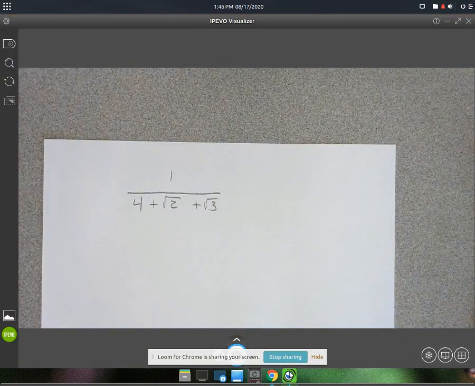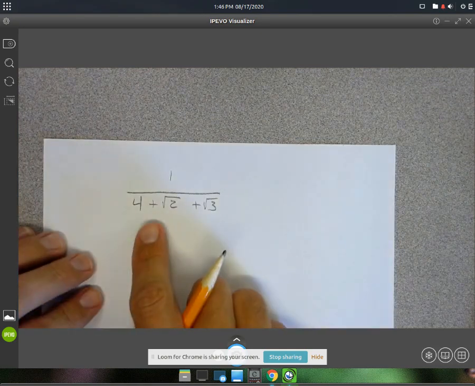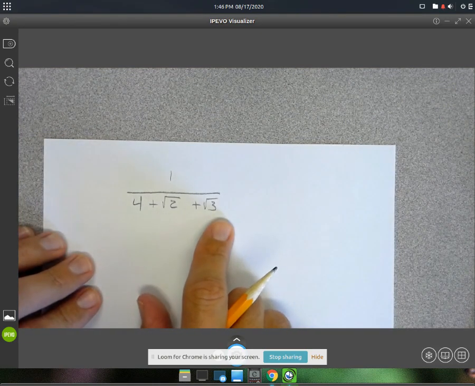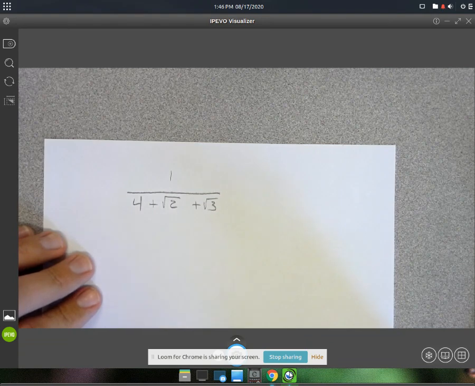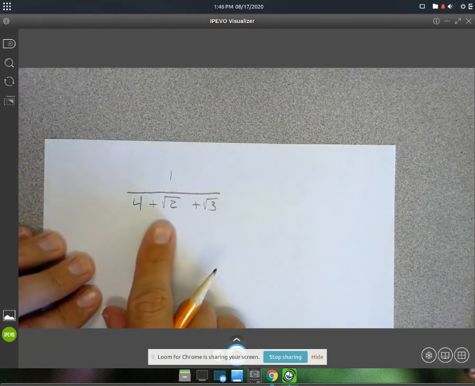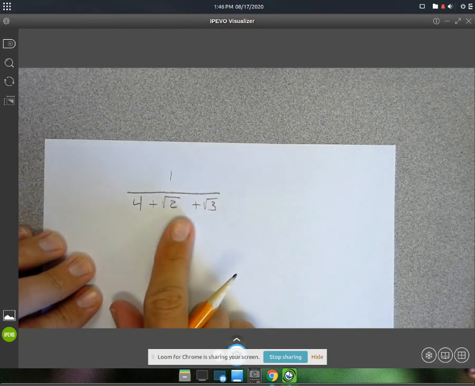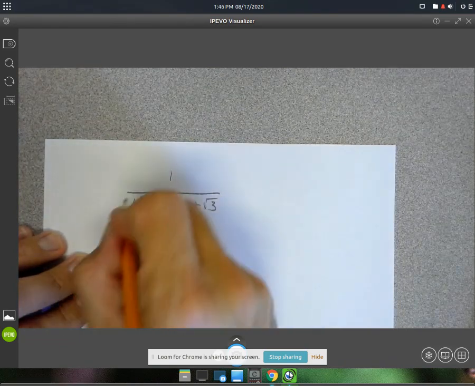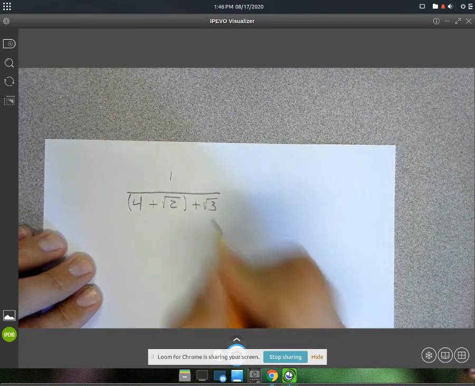All right, so we're going to be rationalizing the denominator here, and we have three terms. Pay close attention because I'm probably only going to do one example of these. To multiply by the conjugate, we're going to group this using just the first two terms.